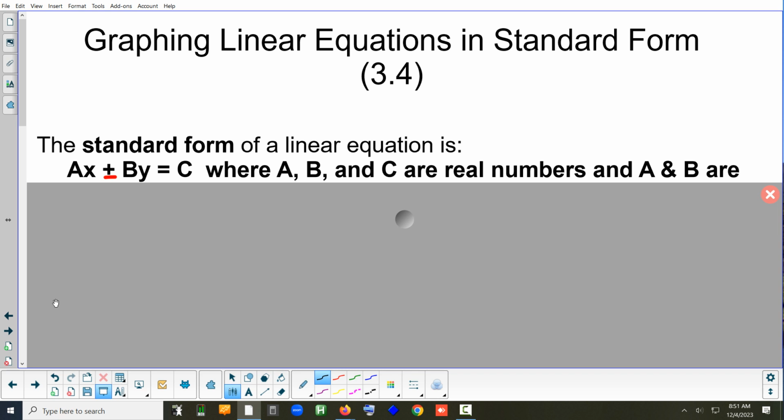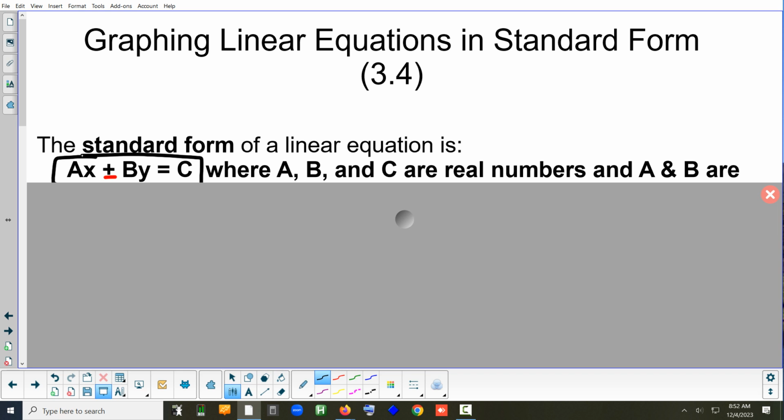On your guided notes, where it says the blank of a linear equation, you're going to fill in the standard form of a linear equation is, and then you're going to write that down: Ax plus or minus, could be either one, By equals C.